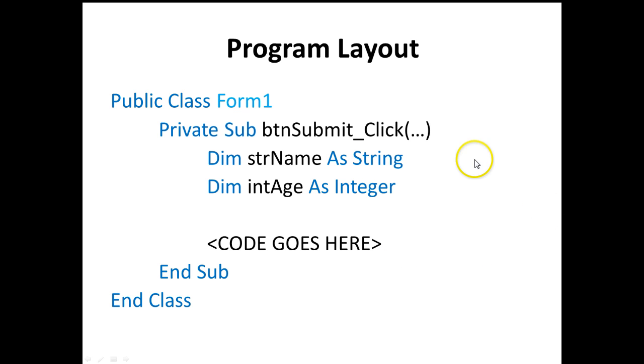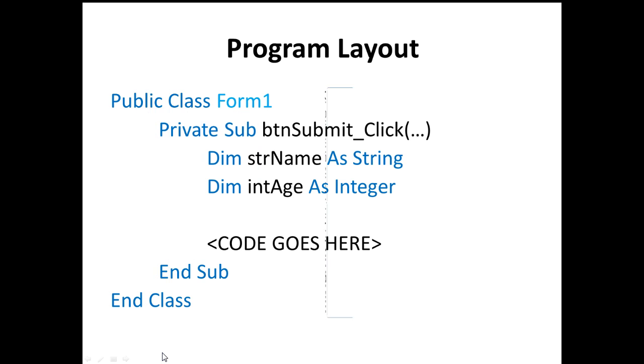You've seen a program layout similar to this in the last video discussing variables. You'll notice here that we've got the public class at the top with end class at the bottom. Now, inside of it you have the area called the private sub with the corresponding end sub. So that should look familiar. Let me take a little bit of time and explain what these are.